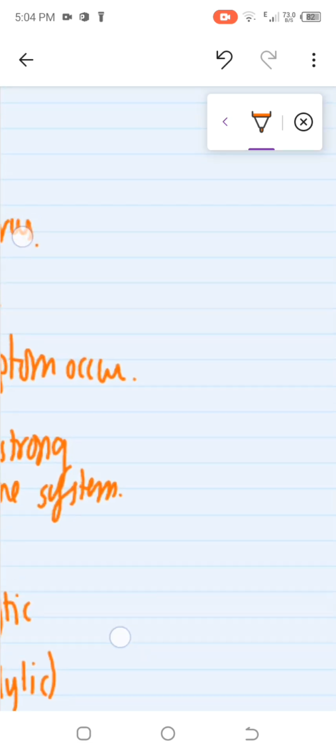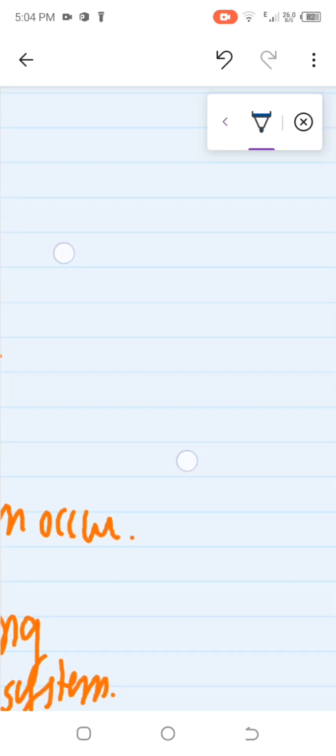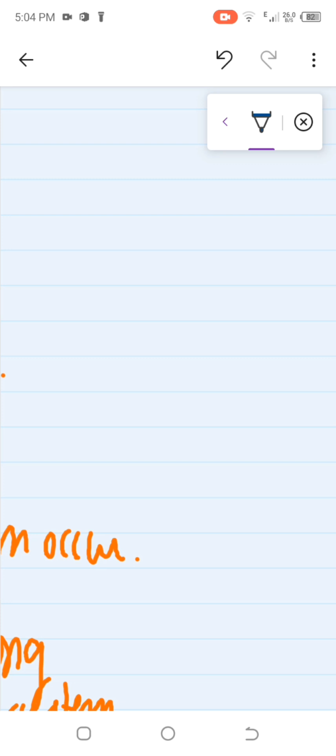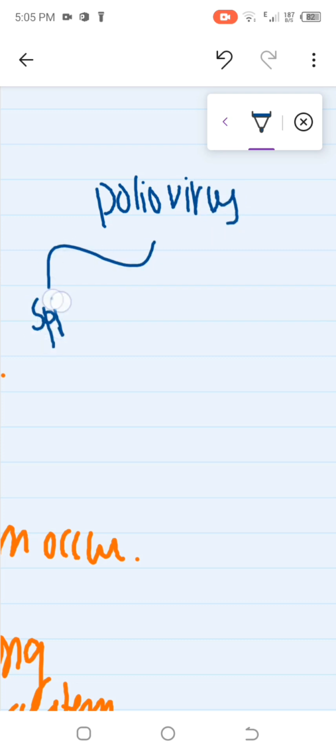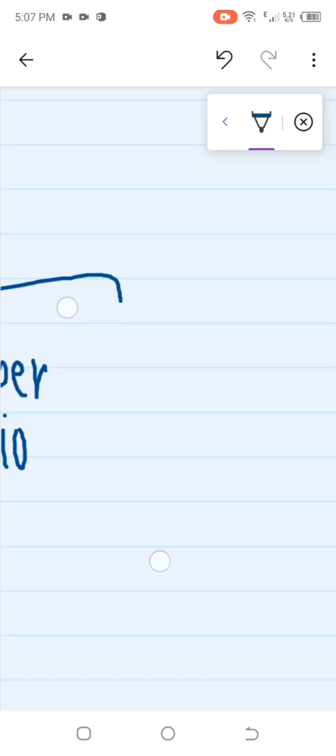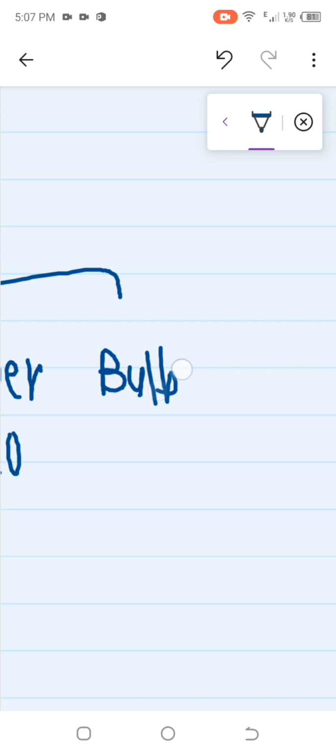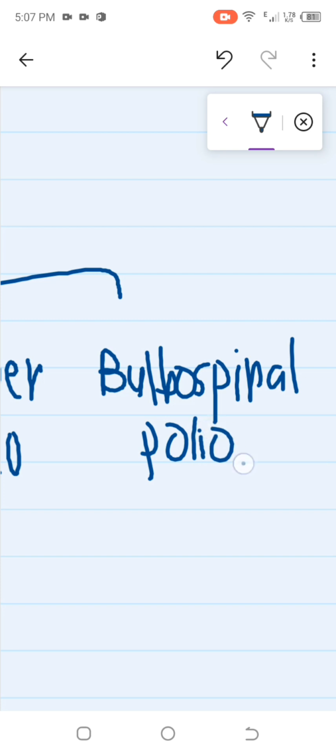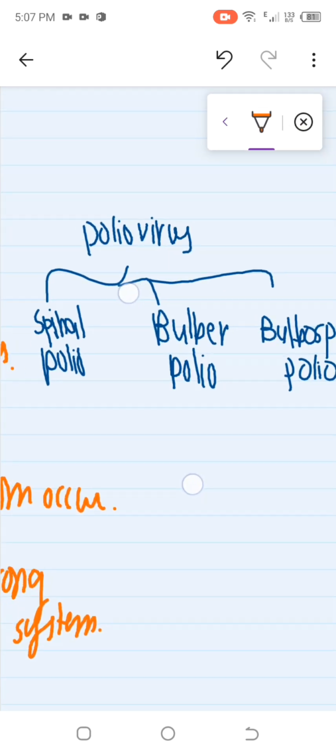Now poliovirus basically has three types. One is spinal polio, second is bulbar polio, and third is bulbospinal polio. So these are the three types of polio. Now let's discuss these three in detail.